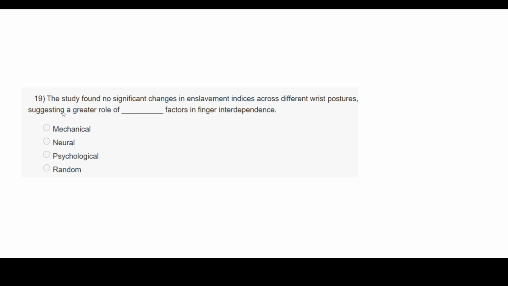The 19th question: the study found no significant changes in the enslavement indices across different wrist postures, suggesting a greater role of what factors in finger interdependence: mechanical, neural, psychological, or random? Psychological and random are not part of the finger interdependence hypothesis. The answer is neural factors, which probably play more role in finger interdependence.